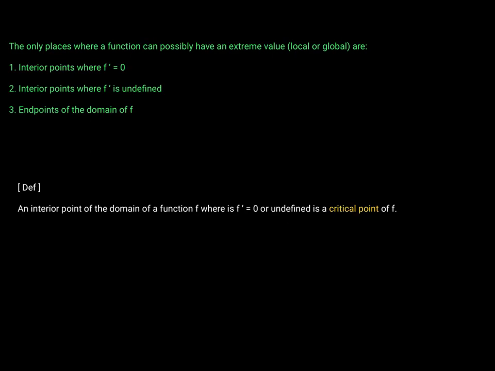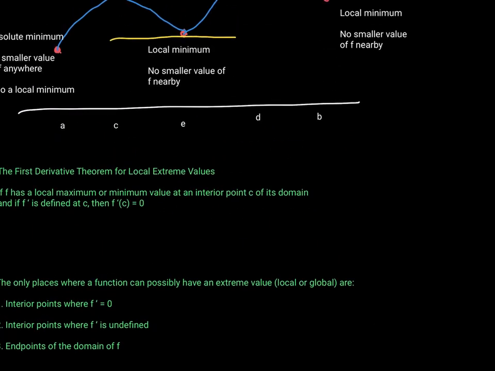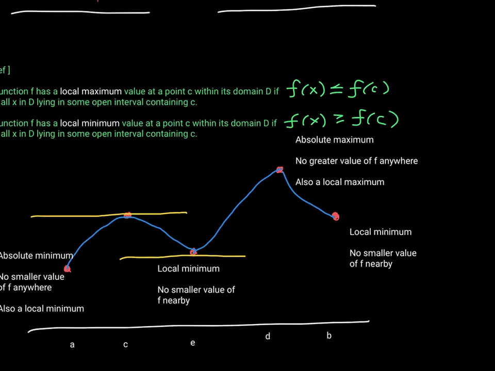So, again, I'm going to scroll back up. These would be critical points, right here. C would be a critical point. Why? Because, first of all, it's an interior point, and the derivative is 0. This point E would be a critical point because it's an interior point and the derivative is 0. This point here, D, would be a critical point because it's an interior point and the derivative would be undefined.